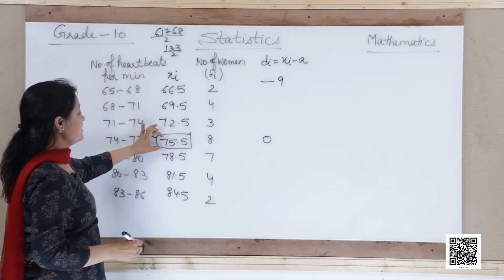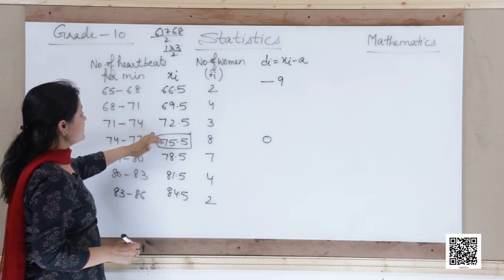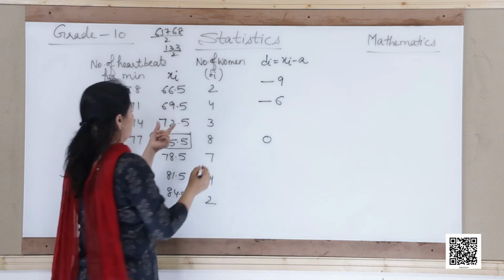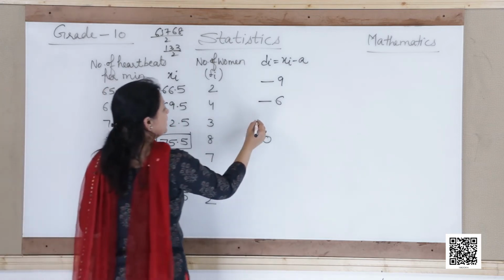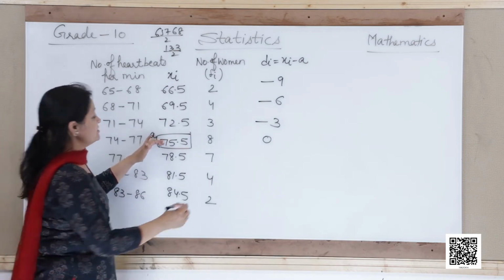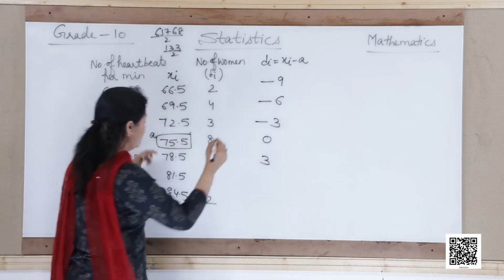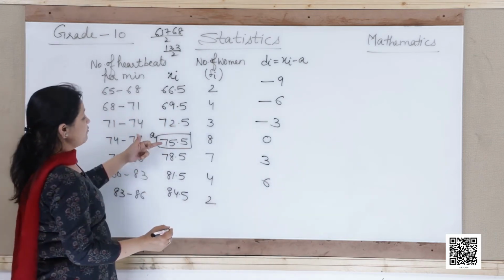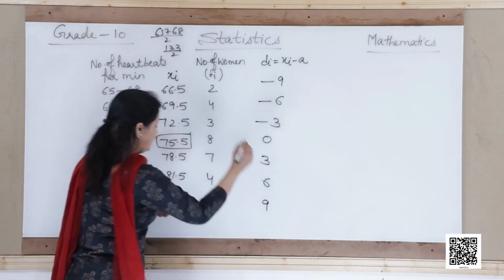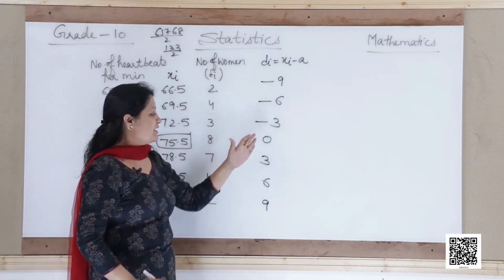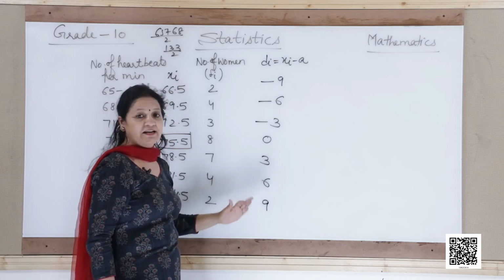69.5 minus 75.5. So 75 minus this, it is minus 6. And here we'll be getting minus 3. Again 78 minus 75, 3. 81 minus this, 6. And 84 minus this is 9. So we have got minus 9, minus 6, minus 3, 0, 3, 6 and 9.